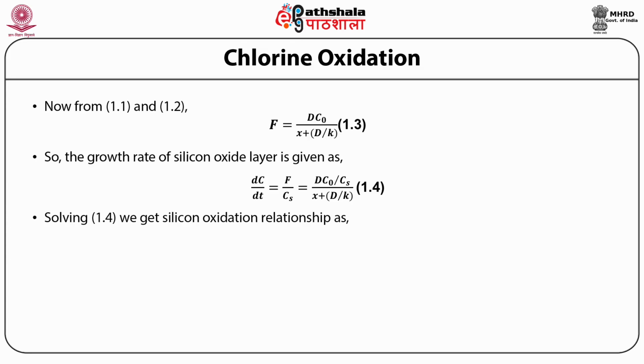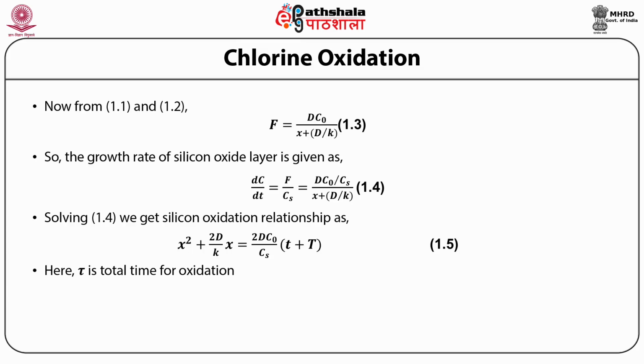So solving the above equation, we get the silicon oxide relationship as X squared plus (2D/K) multiplied by X equal to (2D C0/N0) multiplied by (t plus capital T). Here, this capital T is the time that accounts for the initial oxide, and it is given by (X0 squared plus 2D X0/K), this whole multiplied by N0 divided by 2D C0.